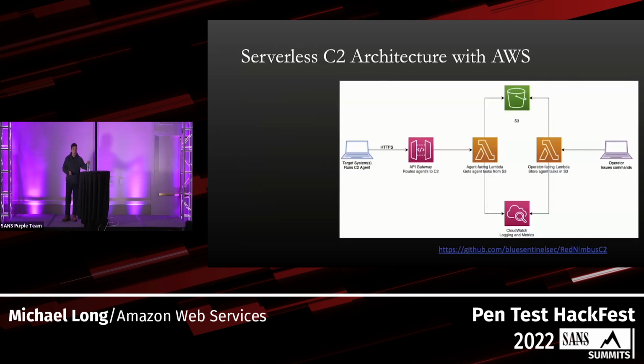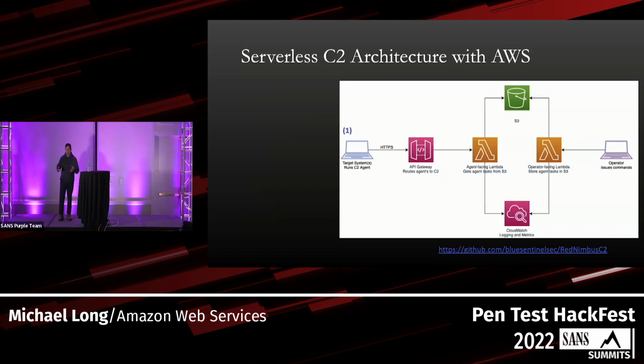Okay, so at this time, I'm going to share with you my reference implementation for serverless C2 architecture using AWS technology. Now, as we get started, I'm going to break it down from two perspectives. First, from the perspective of an agent running on a target system, and then from a red team operator who's issuing commands.